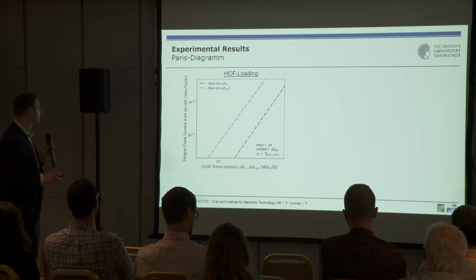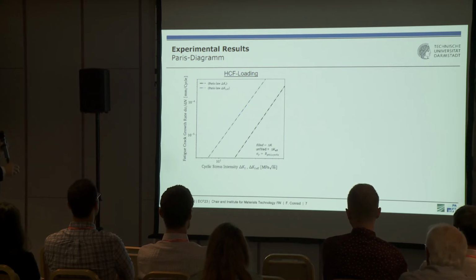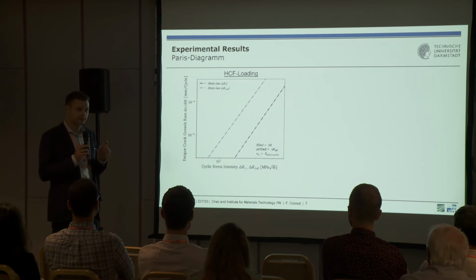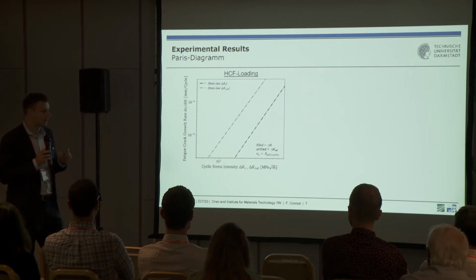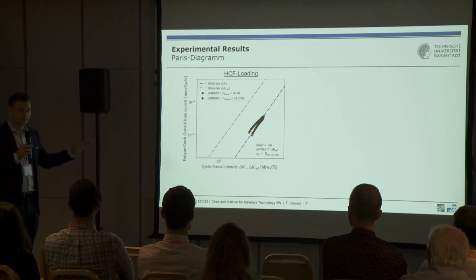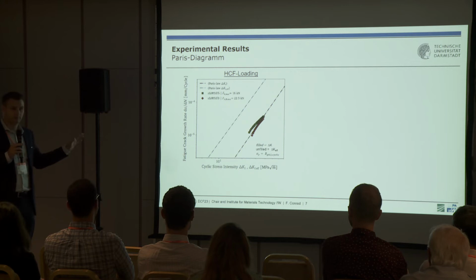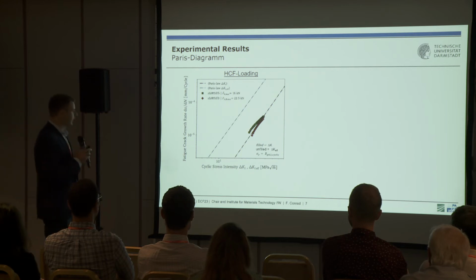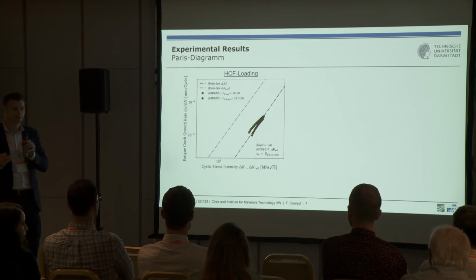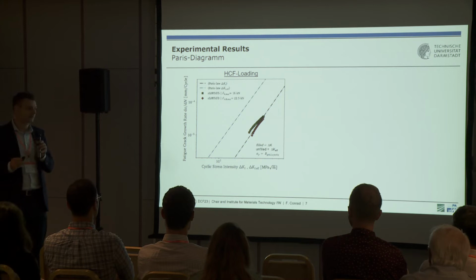When we look at the results on HCF loading here, we see a Paris diagram, fatigue crack growth rate versus delta K, and we have 2 fatigue crack growth laws examined by using corner crack specimen. We can see now the difference between corner crack specimen and cruciform specimen, which is none. There is a little bit of scatter, but this actually describes one Paris law when we refer to delta K. So we do not see an influence of the T-stress on the fatigue crack growth rate here.